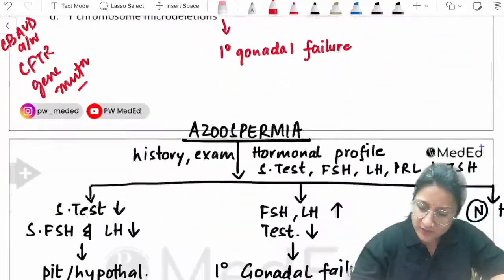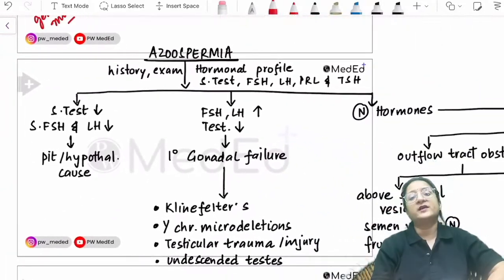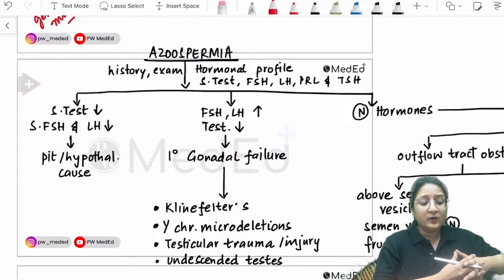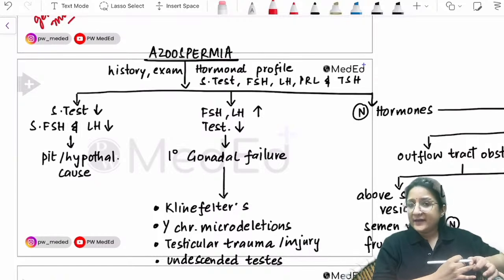So, a quick revision of what can be framed as questions in azoospermia. In an azoospermia situation where there is absence of sperms, or when there is severe oligospermia, always focus on the important clues they are giving you in history, any important clues on examination, and a hormonal profile. A full hormonal profile is done, keep that in mind: serum testosterone, FSH, LH, prolactin, TSH, everything needs to be done.